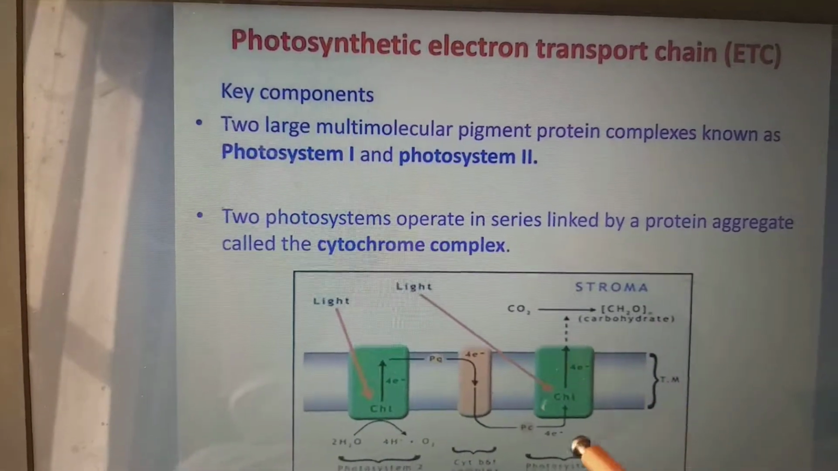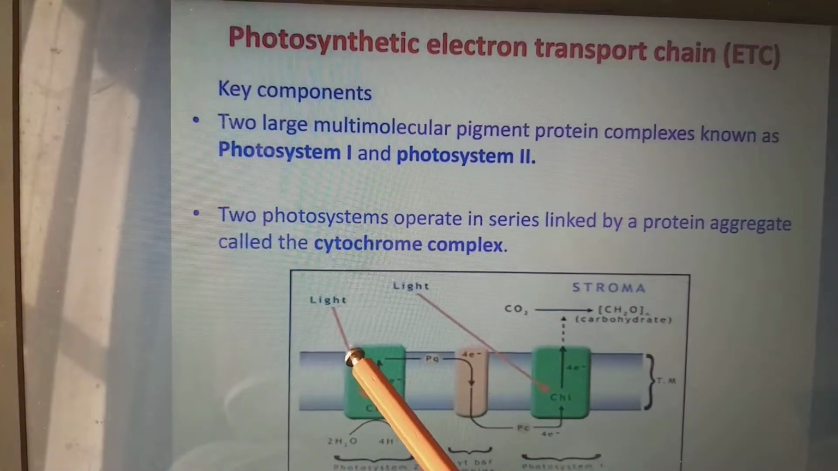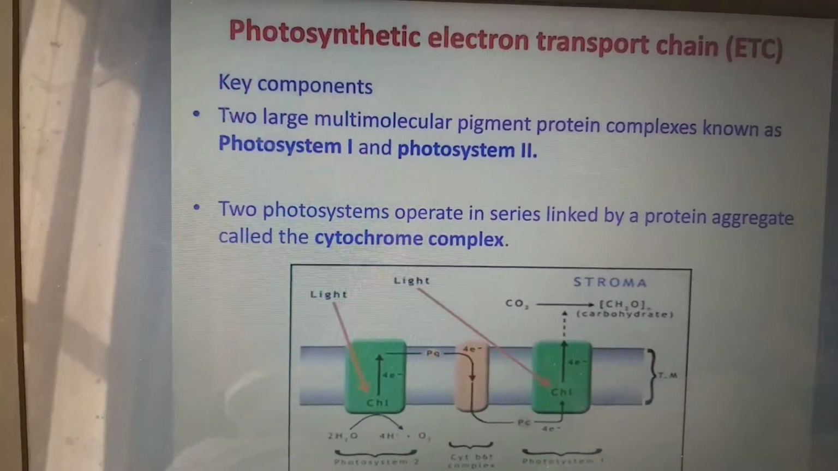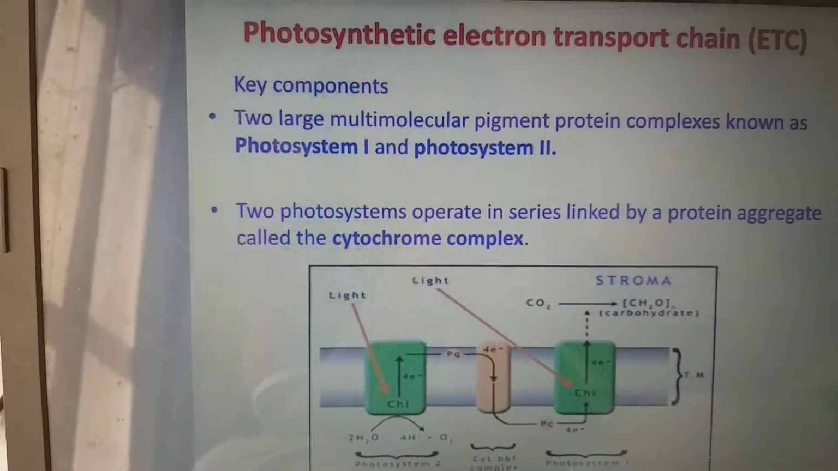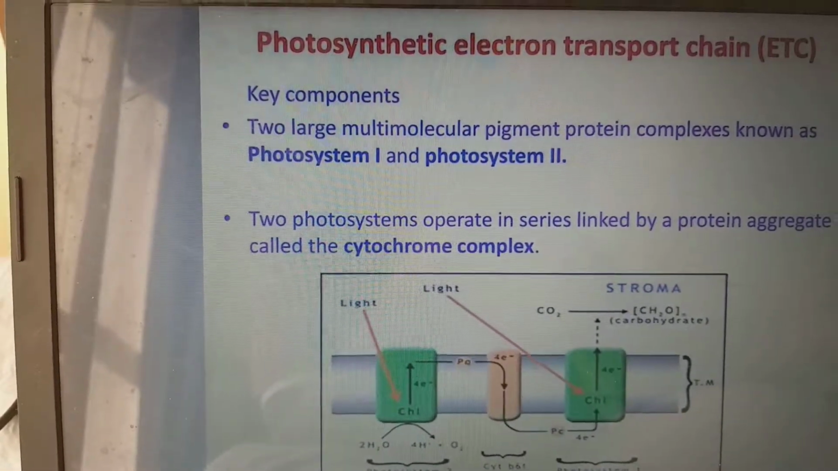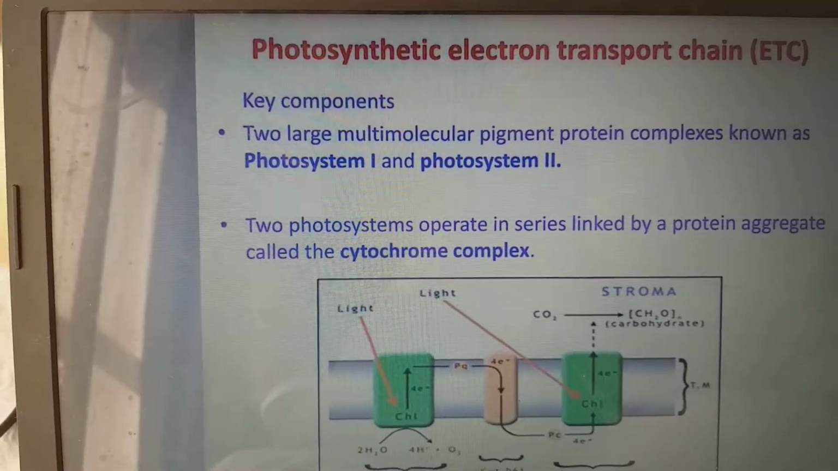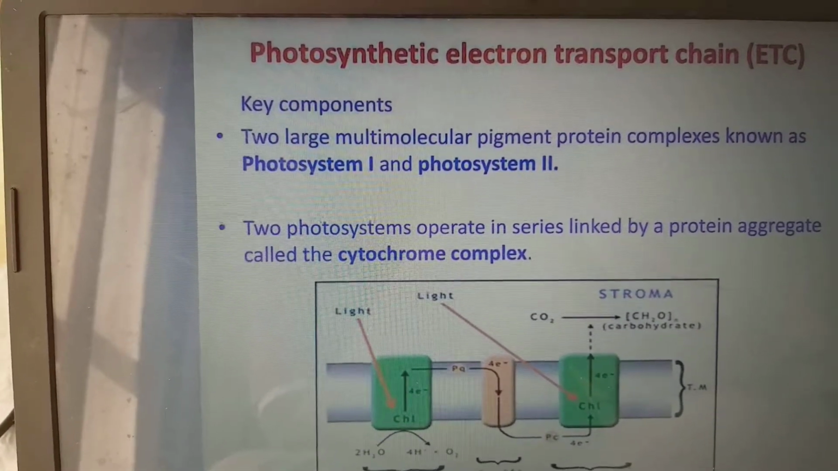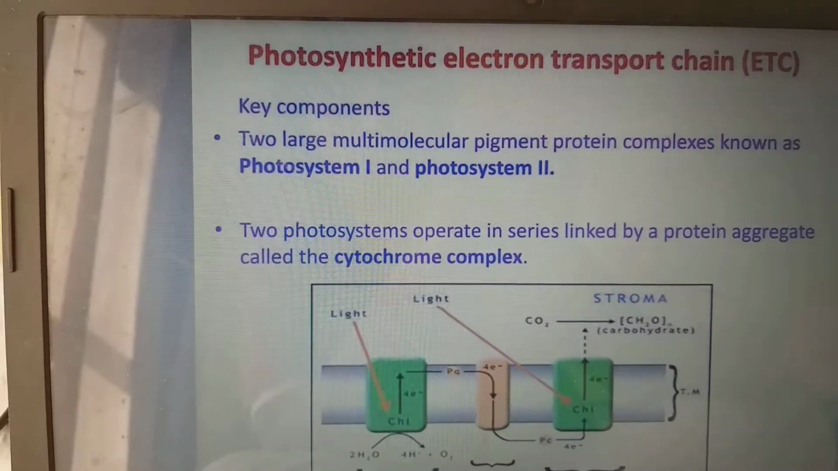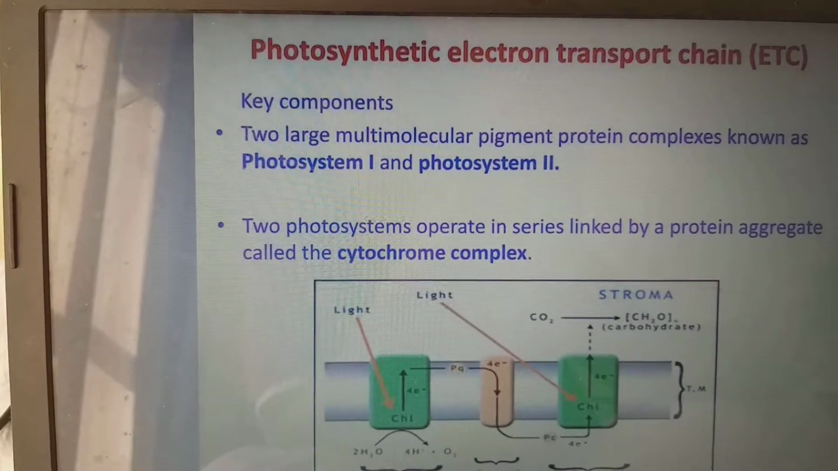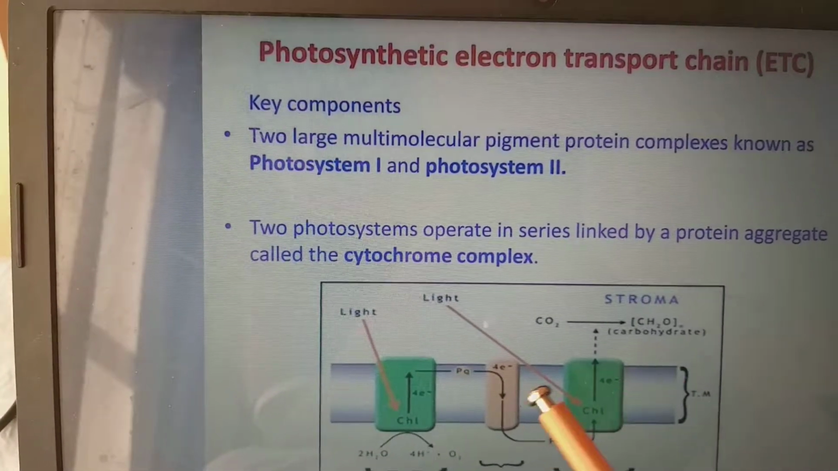How the electrons are transported from here to here: initially the light is going to strike the plant. Inside the plant we have cells, majorly in the leaves. Inside the leaves we have the mesophyll cells. Inside the mesophyll cells we have a huge amount of chloroplasts. Inside the chloroplast we have grana. On the grana we have thylakoids, so the light is going to hit the thylakoid membrane.